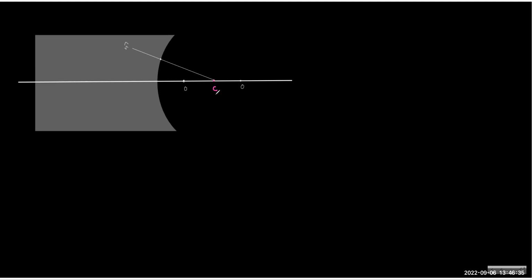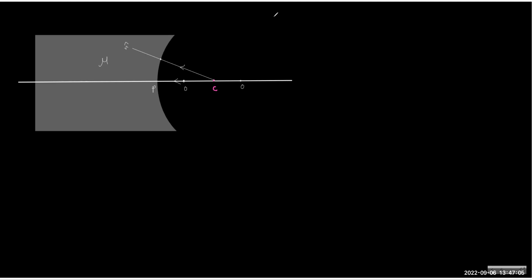If the object is at the center of curvature, the image will be there only, isn't it? Because this light ray will go this way only, and the light ray which will go like this will go this way only. And because they will never meet on that side, they can be brought back. And so what you get is the virtual image at C, isn't it? Is this clear? Yes or no?